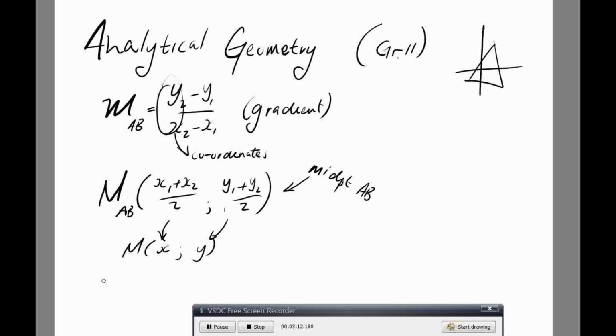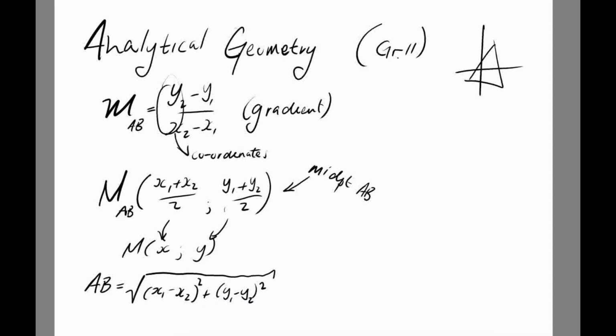Gradient formula, midpoint formula. Another one that you'll need to know is the distance formula. So let's say line AB, and this one is going to be x1 minus x2 squared, plus y1 minus y2, and that's also squared. All of this is under my root. Okay, notice this one, there's a plus in between, and there's a minus inside the brackets. So these are all things that we need to remember as we cover our analytical geometry. So gradient, midpoint, distance.